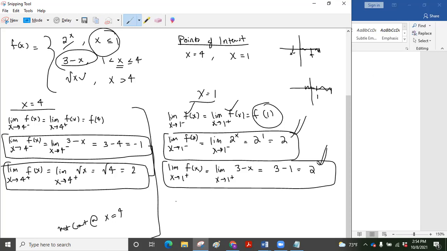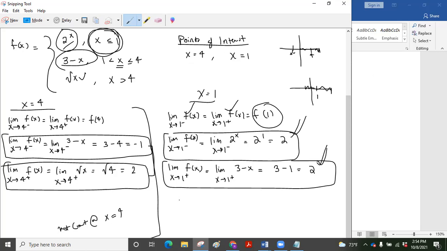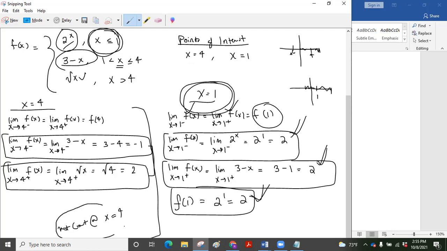Let's check the last condition. What happens if I plug 1 into the function? This one says if your x values are less than or equal to 1, so I want to use this one. So f of 1 is essentially just 2 to the first power, which is 2. Which means my function is continuous at x equals 1, but it is not continuous at x equals 4.